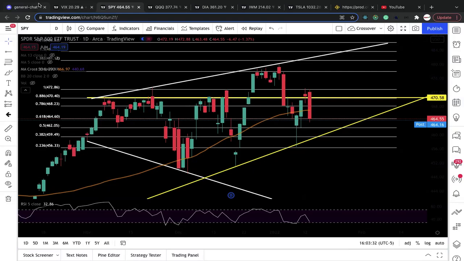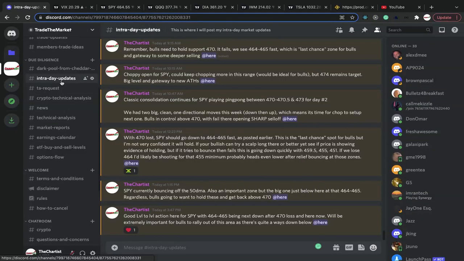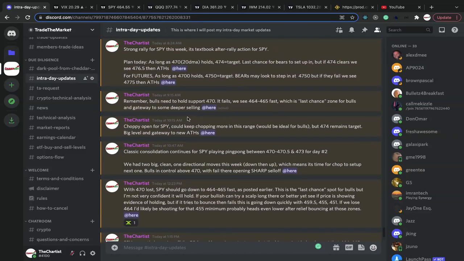Okay, I wrote in my Discord, in the intraday updates channel where I put all my SPY analysis, that as long as 470 holds, based on the scenario, 474 was the price target. I was using the 20 DMA today as the critical support level, that's the 20-day moving average, and that kept 470 in play.